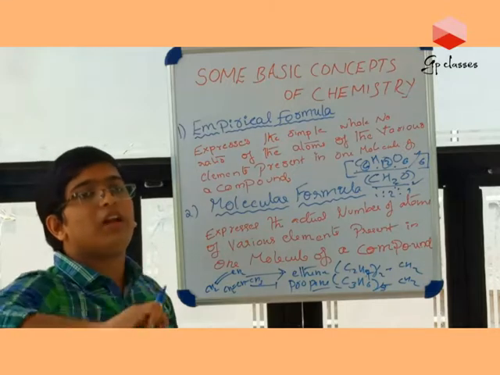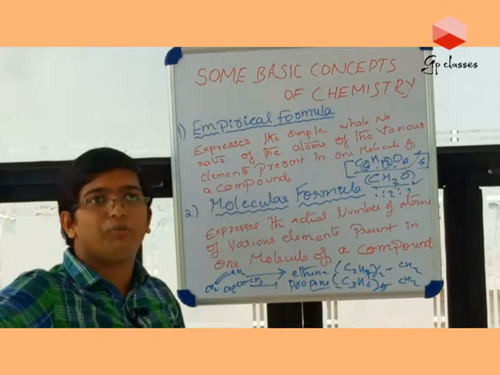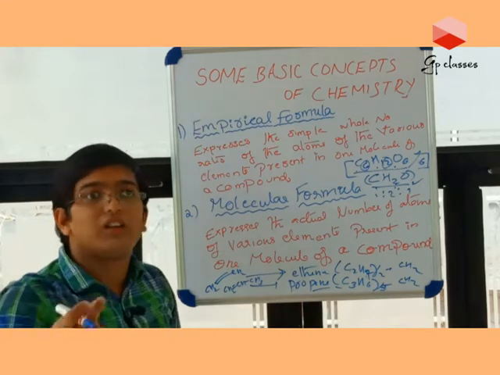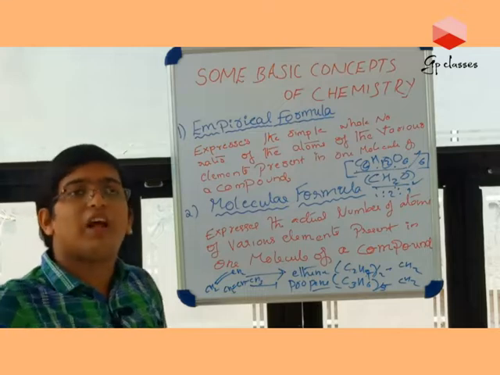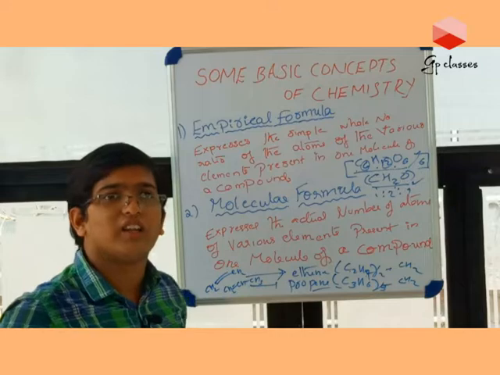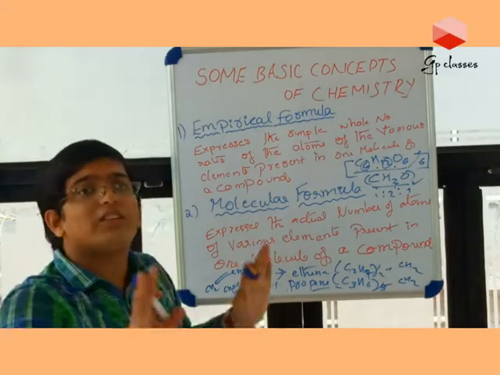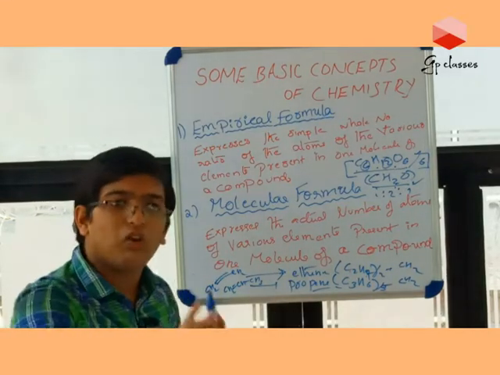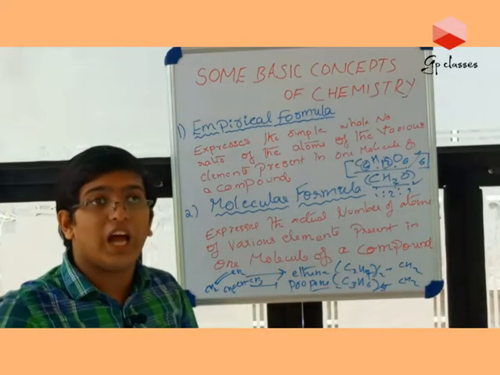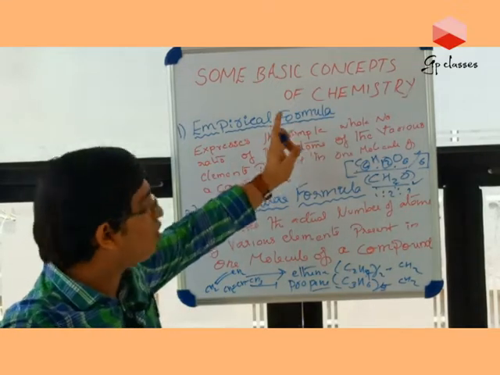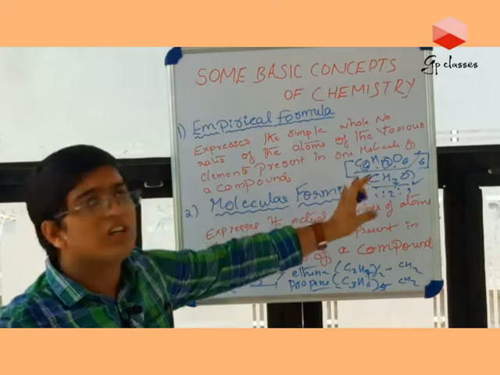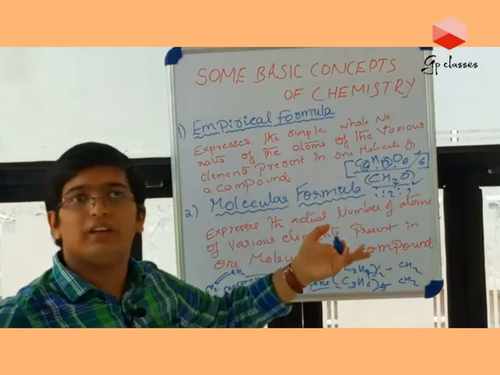But the molecular formula differs from compound to compound, which is actually the identity, right? You know that the government issues Aadhaar cards. Each individual has a different Aadhaar card, which is his own identity. Similarly, the molecular formula is the identity of a particular molecule. You can call methane, benzene. Everything is different. But different molecules may have the same empirical formula because it is the simplest ratio only. Empirical formula is the simplest ratio by which the elements combine.